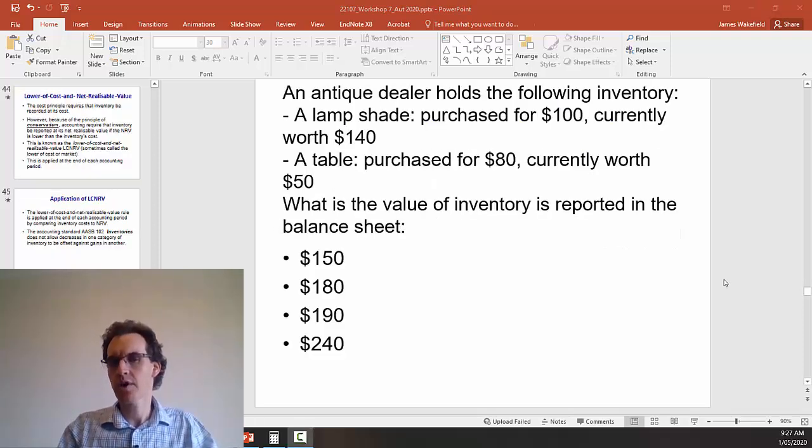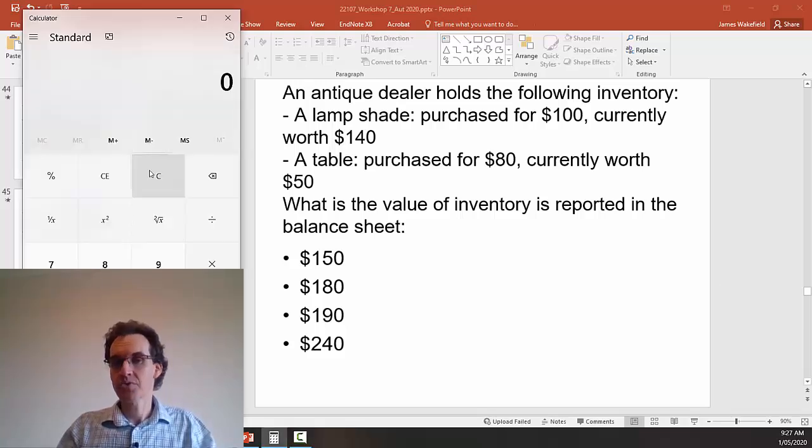Based on this particular rule, can you please answer this question? An antique dealer holds the following inventory: a lampshade purchased for $100, currently worth $140, and a table purchased for $80, currently worth $50. This business, the antique dealer, is closing the books for the end of the period. It wants to report on what the assets are for the business, including the inventory assets. What is the value of inventory that they should be reporting in their balance sheet as at the end of this particular period? Please select which answer is correct.